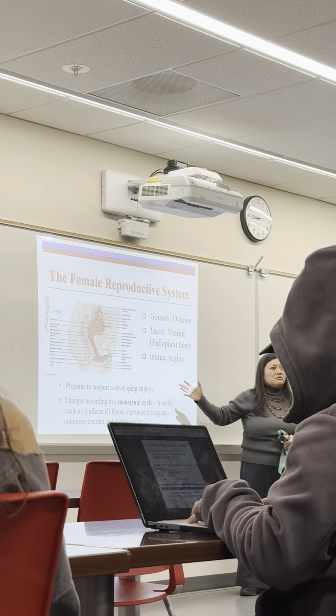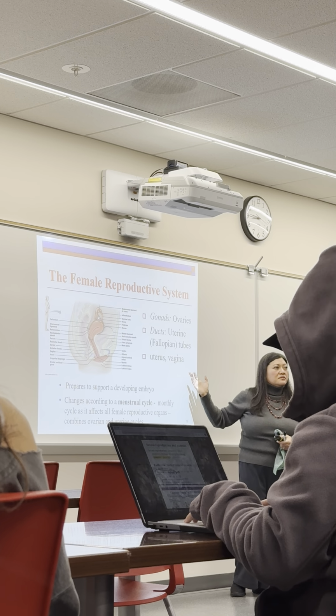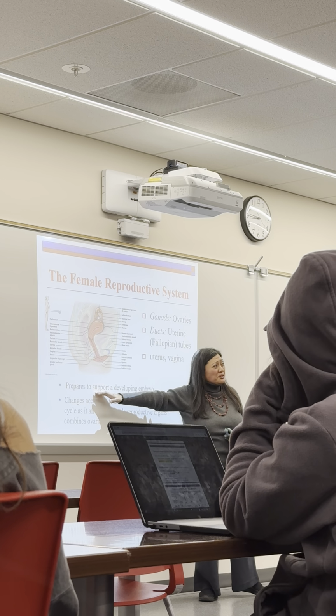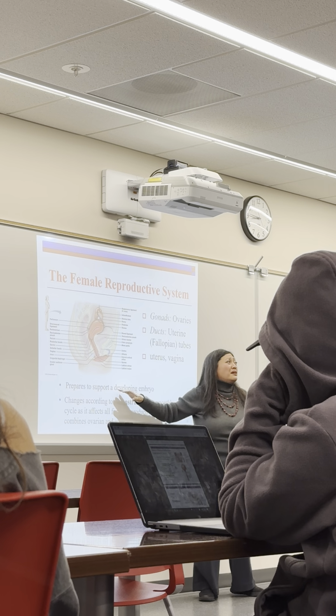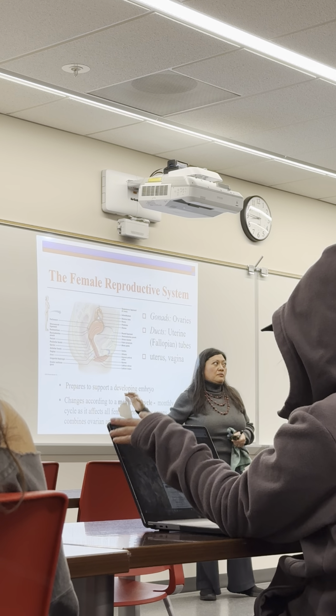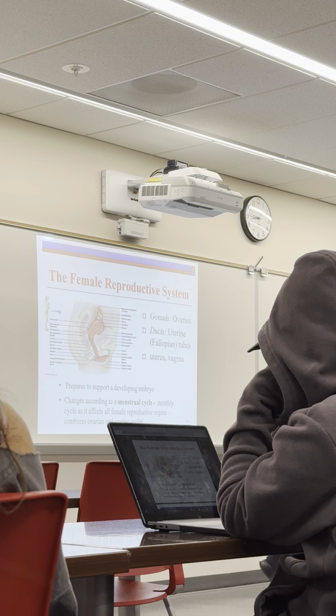This kind of gives you an idea of what the functions are, in general, of the reproductive system in the female. Not only is gametogenesis going to be involved here, but also we have the structures that are going to support a developing embryo. That's a main difference, one of the main differences in terms of the function.